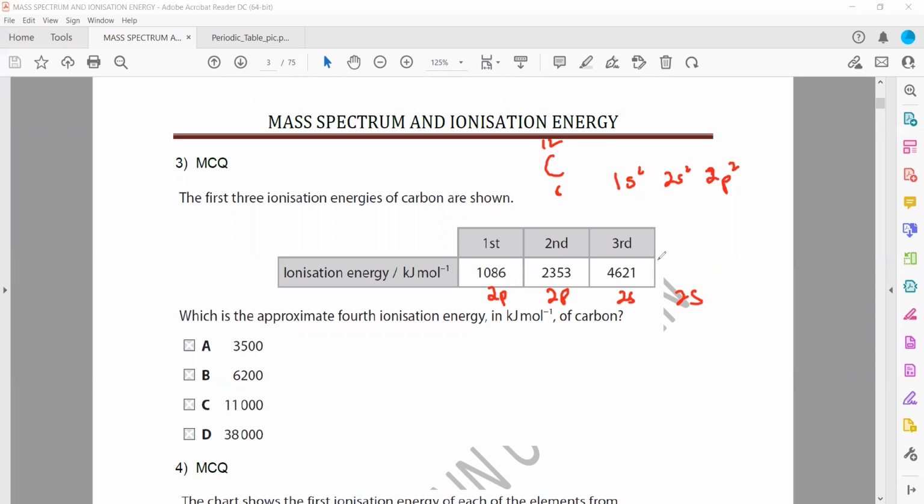So if we are removing the electron from the same orbital or same subshell, there should not be a big jump. So options C and D are showing a big jump, like 11,000 and 38,000. So that means totally wrong. And when we remove electrons, ionization energy increases. The first ionization energy is lower, then the second ionization energy will be higher than the first, then the third will be higher than the second, and so on. So ionization energy should always increase for consecutive removal of electrons from an element. So it cannot be A as well. So what are we left with? We are left with option B.